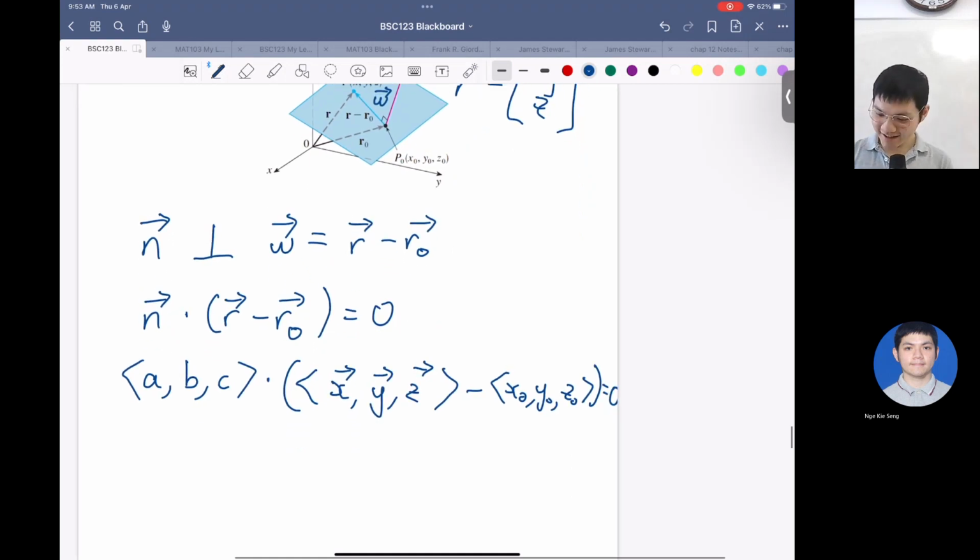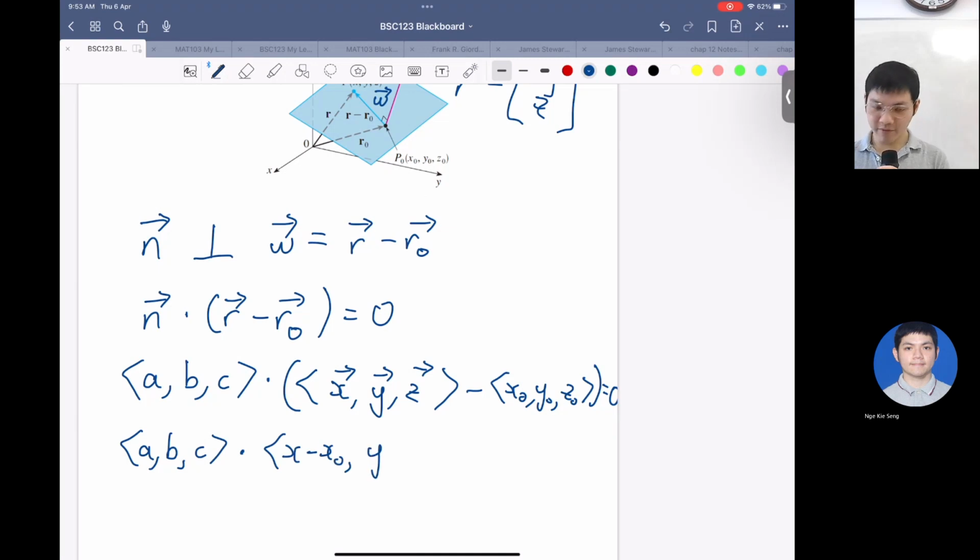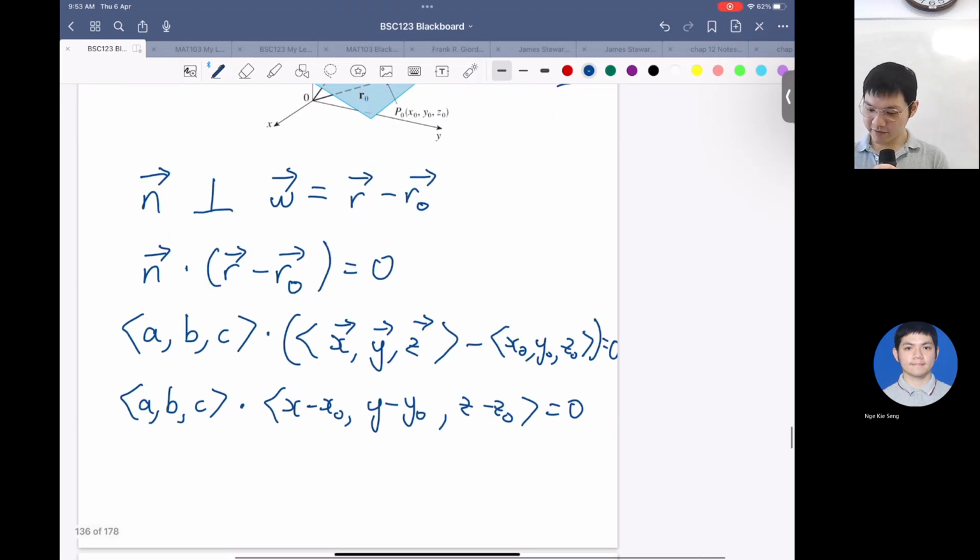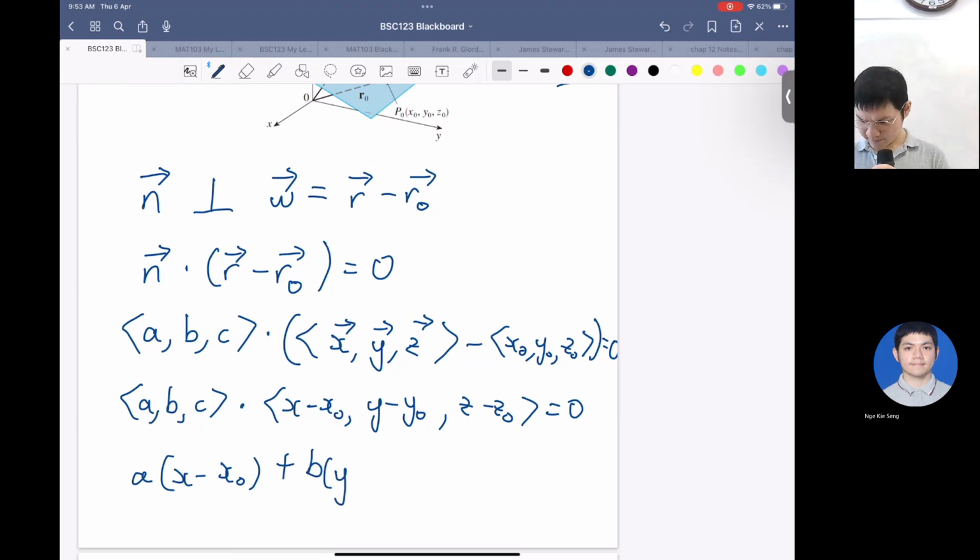Then you can do the algebraic manipulation you like. You just take the difference: x minus x naught, y minus y naught, z minus z naught. Then you should see the result. The inner product is the first component times the first component, plus the second component times the second component, and so on.